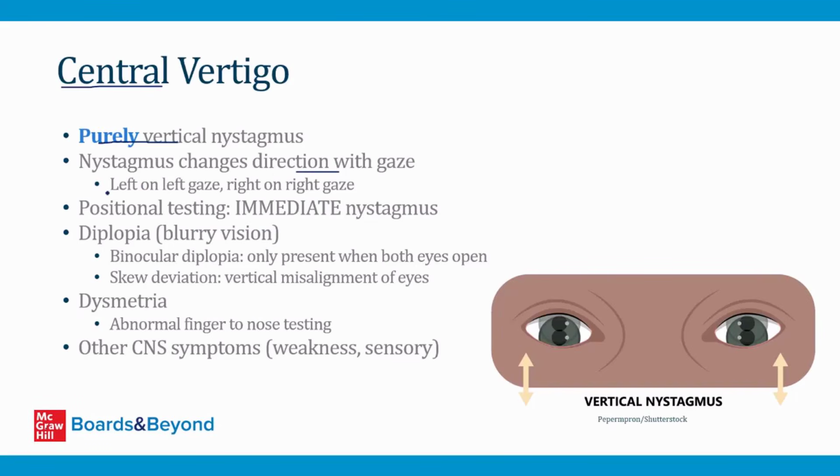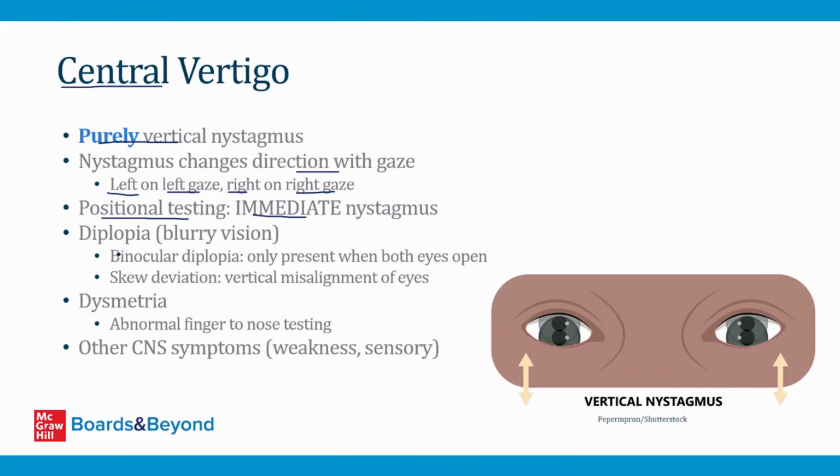So for example, they have left jerk nystagmus when they gaze to the left, but then the nystagmus becomes right jerk nystagmus on rightward gaze. Another finding of central vertigo is immediate nystagmus when you change the head position on the patient. We'll talk more about this later, but there's a diagnostic test used in benign positional vertigo where you ask the patient to lie flat and turn their head to the left. In patients who have central causes of vertigo, that change of position will immediately lead to nystagmus, instead of there being a delay of a few seconds before nystagmus begins.